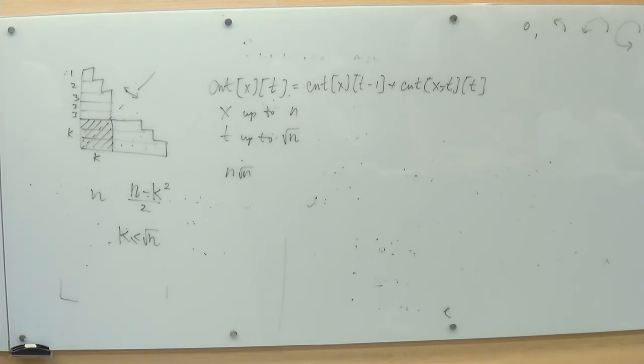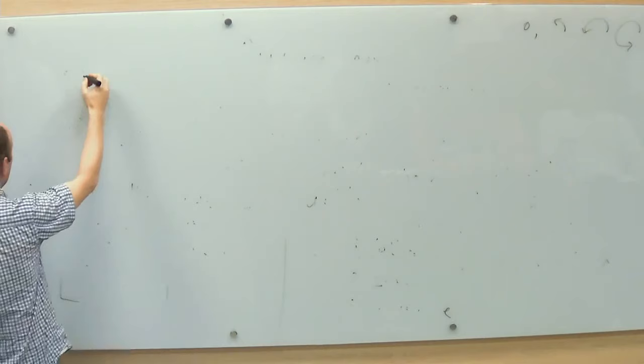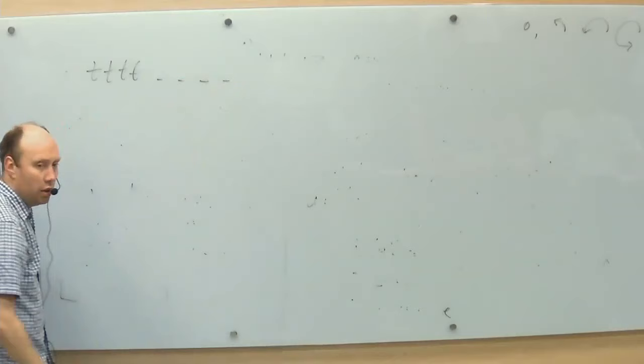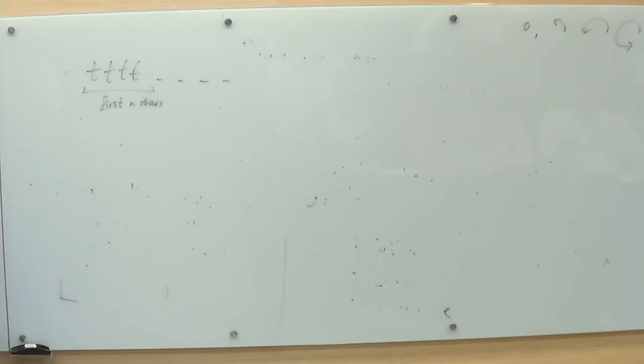For problem D, you are given some string T, and you make it like this: you write down T, T, T, T, and so on until infinity, and you can cut away the first n characters of T. And you are asked to count the number of distinct substrings of these n characters.